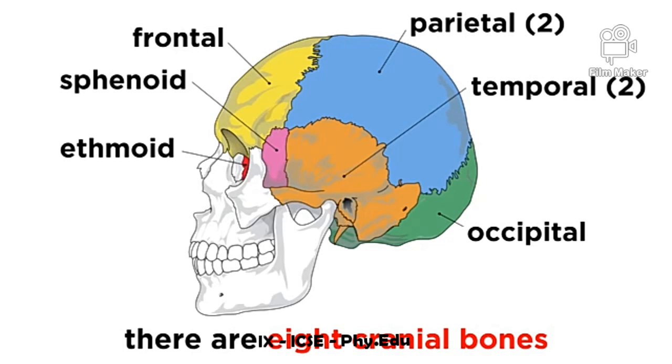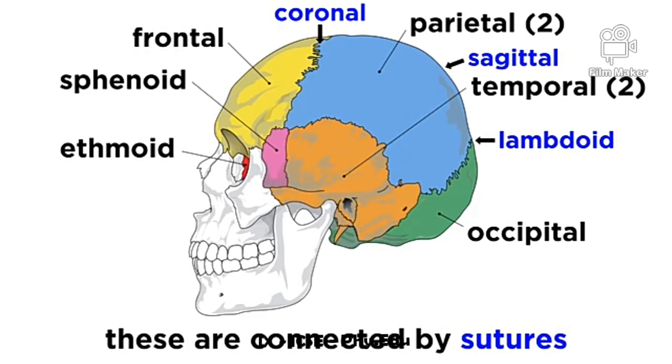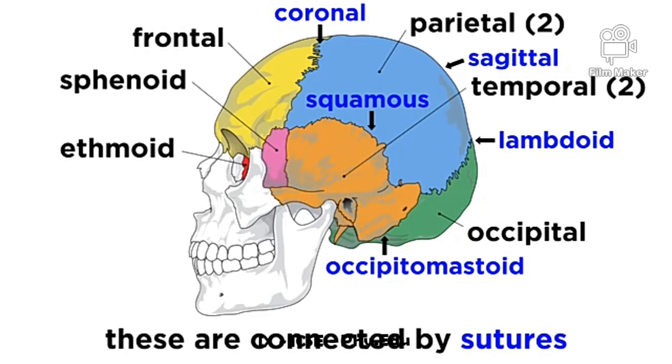Altogether, there are 8 cranial bones. There is the frontal bone, 2 large parietal bones, the occipital bone, 2 temporal bones, the sphenoid bone, and the ethmoid bone. The cranial bones are connected, as we said, by sutures, and those have specific names as well. These are the coronal, sagittal, lambdoid, squamous, and occipitomastoid sutures.